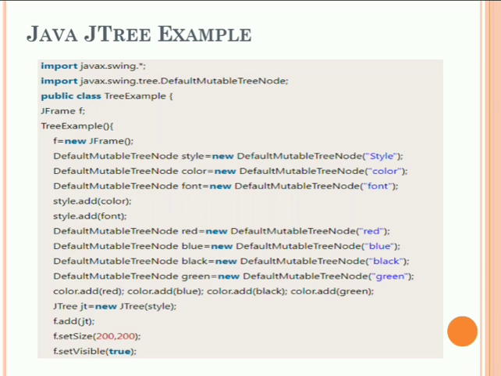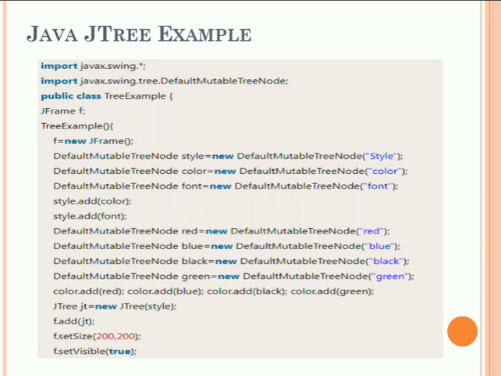Default mutable tree node font is equal to new. We are writing it as a tree mutable text node in bracket font. We are giving default style, default color, default font to that particular tree node. Style.add(color), style.add(font) means we can change that particular font and color.